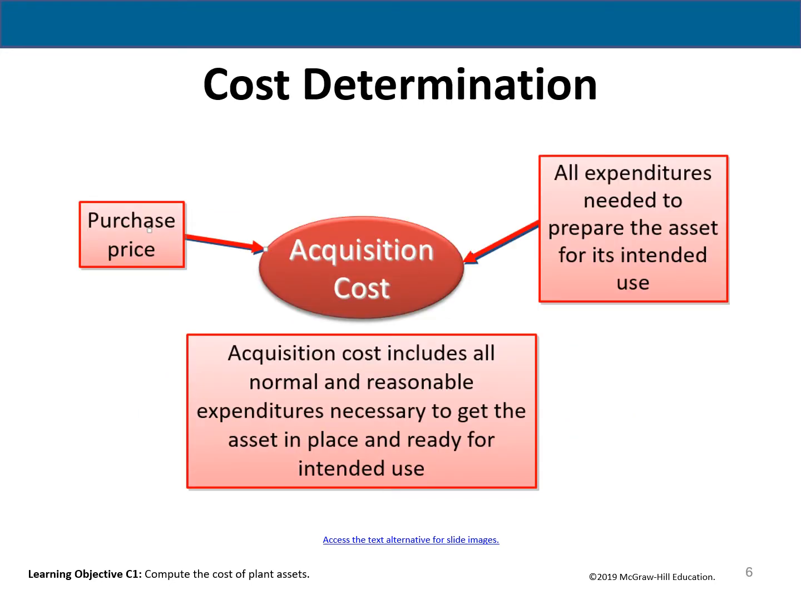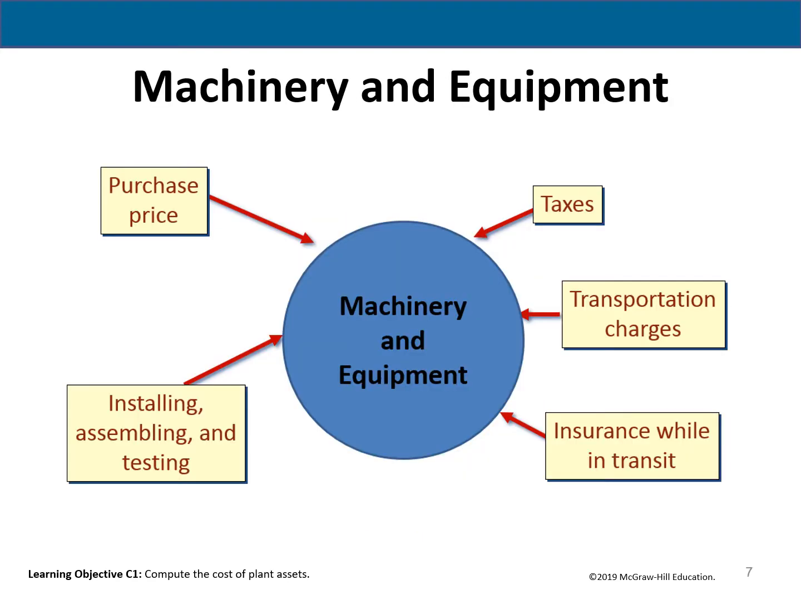So how do we determine the cost? Well, the rule is this. The purchase price of an asset, or the cost of an asset, is its purchase price and everything you have to spend to prepare the asset for its first use. So acquisition cost includes all normal and reasonable expenditures to get the asset in place and ready for its intended use. So for different types of assets, we're looking at different types of costs.